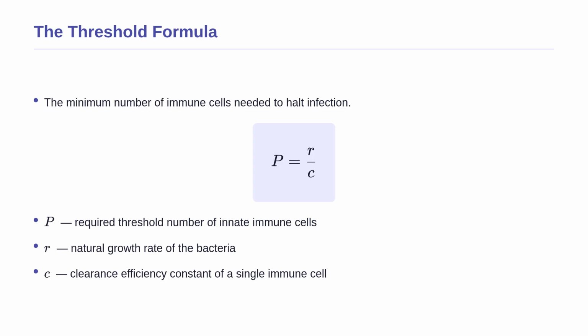If the bacterial growth rate R increases, the required number of immune cells P must also increase to maintain the stalemate. Conversely, if the immune cells become more efficient, meaning C increases, the body needs fewer cells to hold the line.